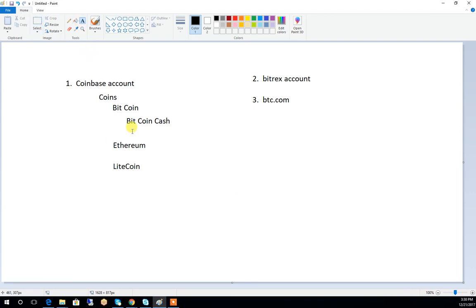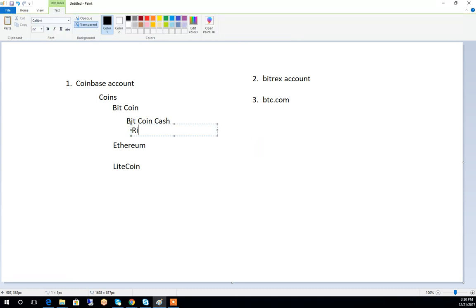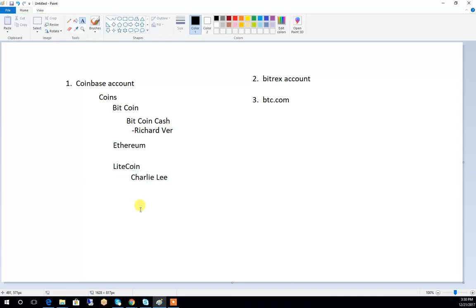Litecoin, anyway, I'll put Richard in here. I believe he is involved with Bitcoin Cash. And then also, you can take a look at him out there on the Twitter sphere. And then Litecoin, that is going to be Charlie Lee. And I believe he is Satoshi Charlie or something along those lines. Satoshi Light, something like that. Anyway, that's Charlie Lee. Really cool guy. If you can see any of his videos online, a lot of cool stuff from Charlie.